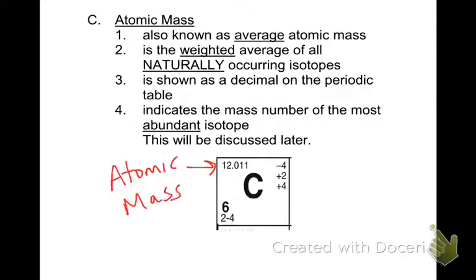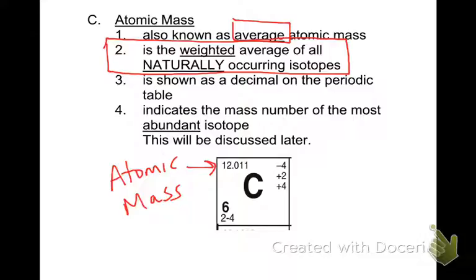Our atomic mass, the reason why it's a decimal is because it is an average. It's the average atomic mass of all of the atoms of that particular element in the entire world. It's the weighted average of all of the naturally occurring isotopes. Now remember, isotopes differ in numbers of neutrons. We'll discuss that, I promise, further. But the weighted average of all naturally occurring isotopes.